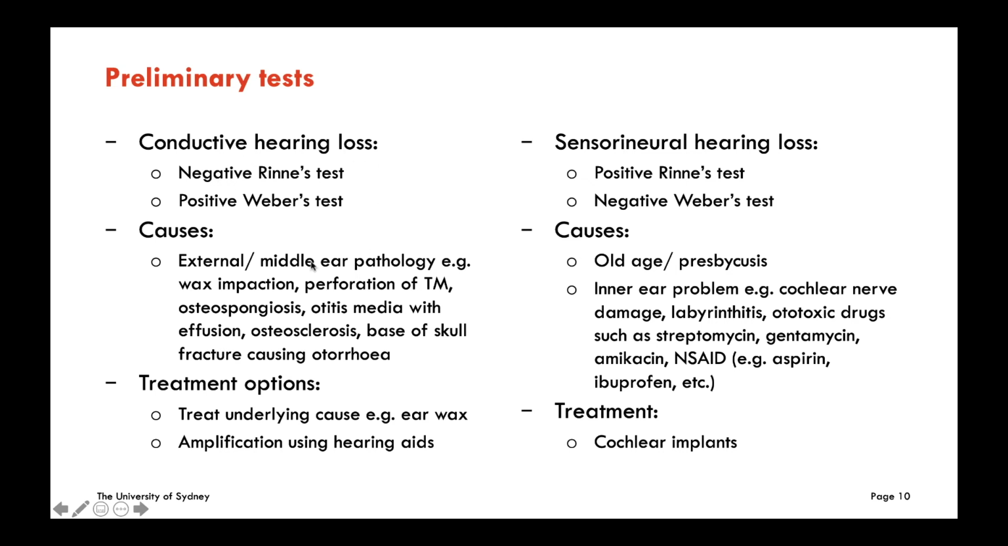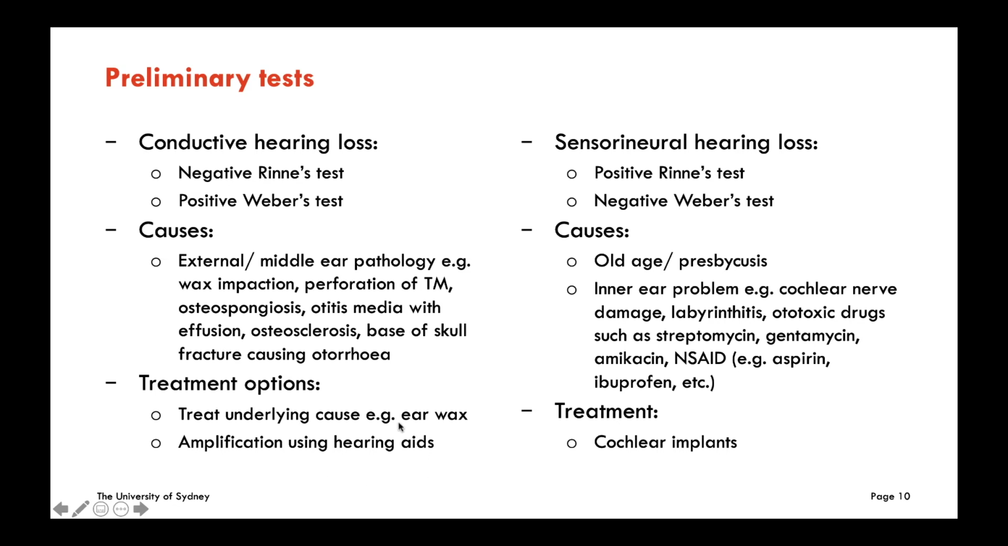Some of the causes of conductive hearing loss include wax impaction, perforation of the tympanic membrane, otospongiosis or otosclerosis of the middle ear ossicles, or fluid accumulation within the middle ear space, such as in otitis media, or cerebrospinal fluid accumulation within the middle ear. The treatment for conductive hearing loss essentially depends on the underlying cause. We can do ear syringing for wax impaction.